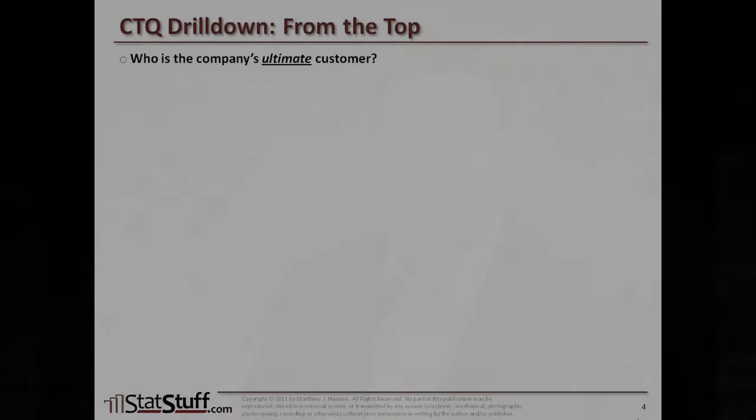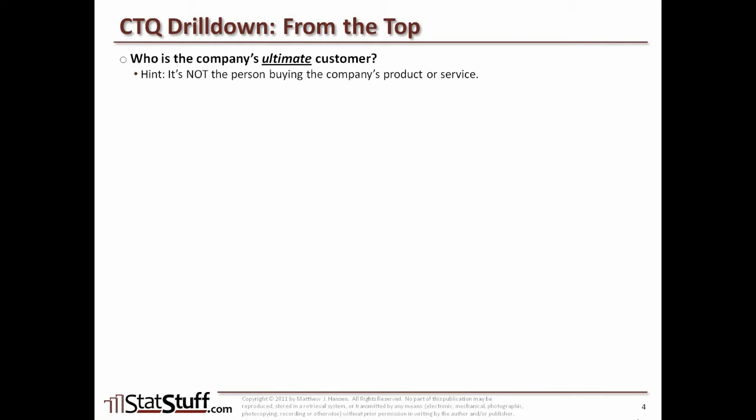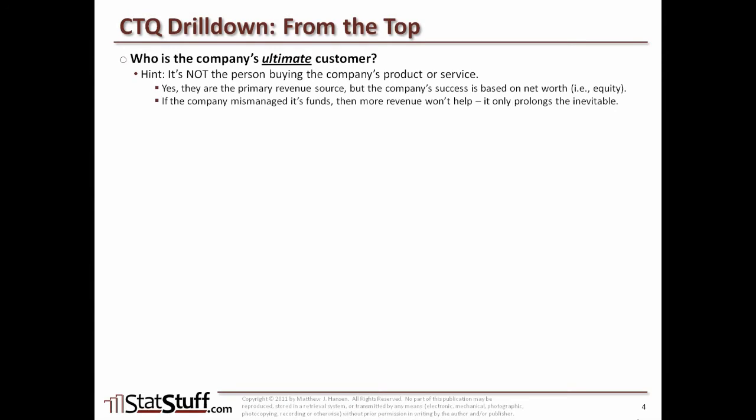First, who's the company's ultimate customer? Well, believe it or not, the ultimate customer is not the person who's actually buying the company's product or service, or whatever it is that you're selling as your source of revenue. Yes, they are a primary source of revenue, but again, the company's success is based on the company's net worth or their equity. If the company has, for example, mismanaged funds, then having more revenue isn't going to help. It's just prolonging the inevitable, which is insolvency.